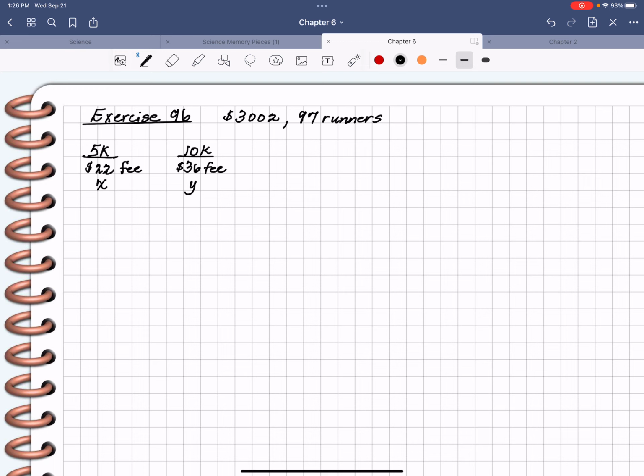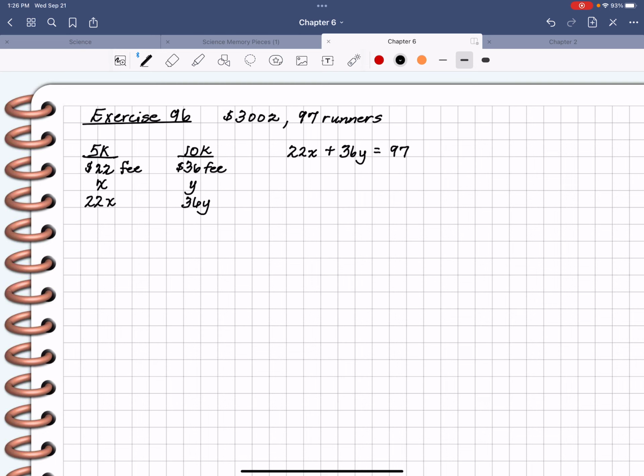So for the 5K runners, we're going to have $22 per person. The 10K, we're going to have $36 per person. So there's one of my equations for the system: 22 5Kers plus 36 10Kers equals 97 runners. Okay. Does that make sense?